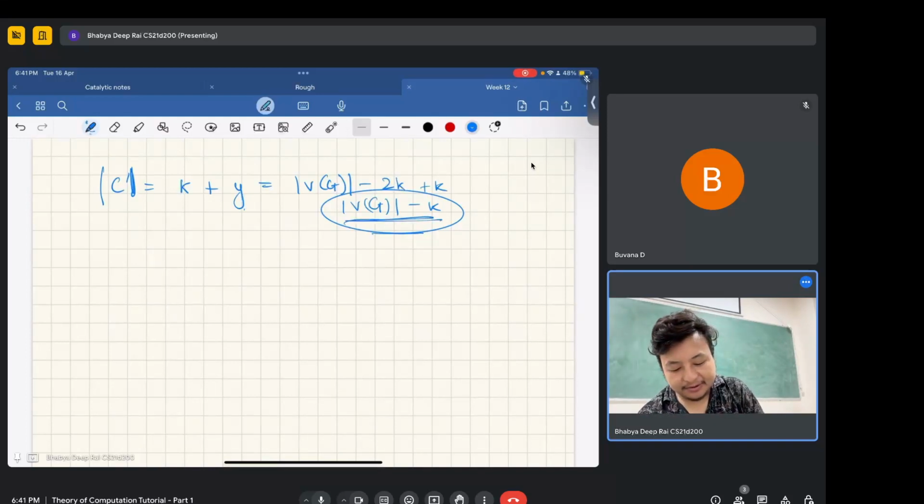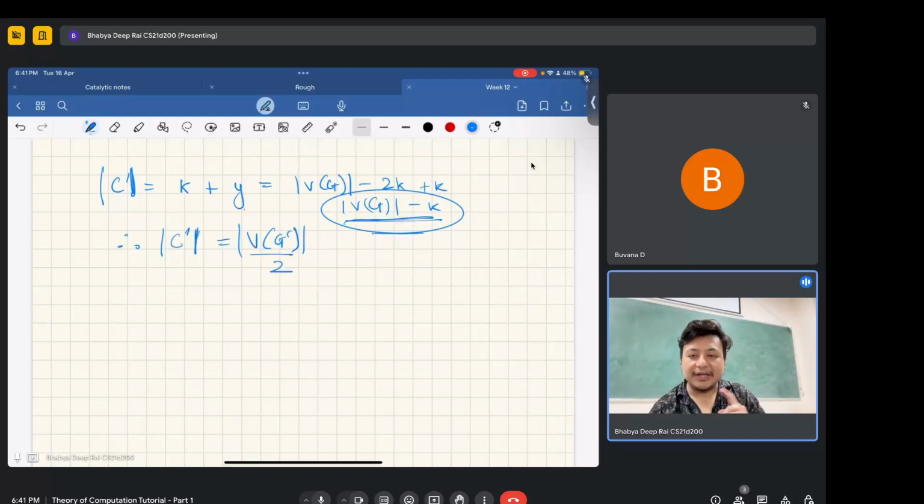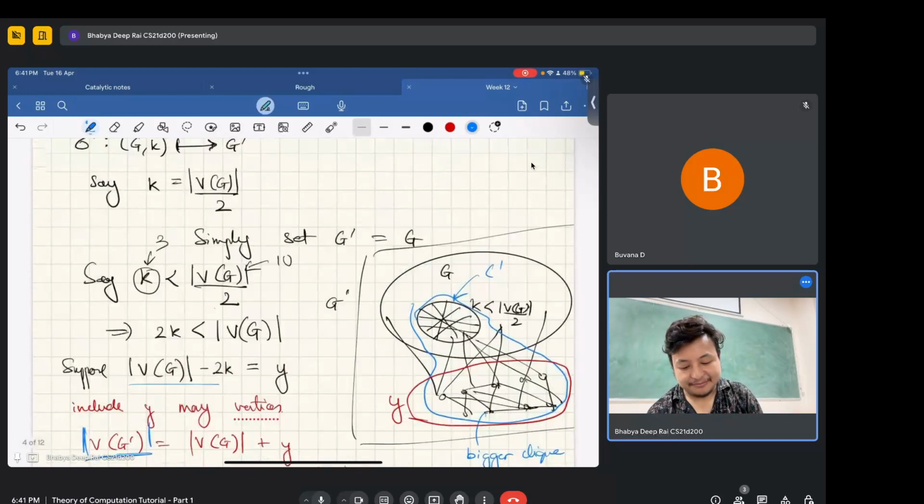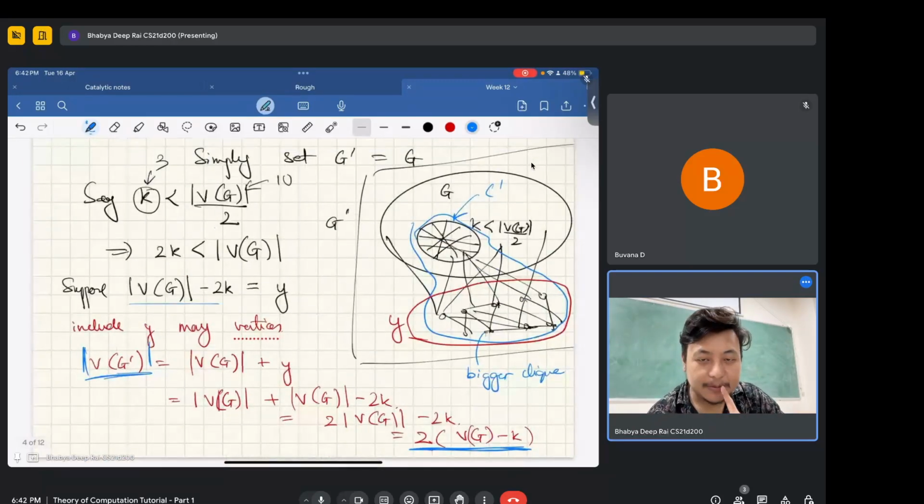So therefore, the size of C prime is exactly equal to the size of V of G prime divided by 2, whenever K is less than V of G by 2. Okay. So far, is it good, Puvna?